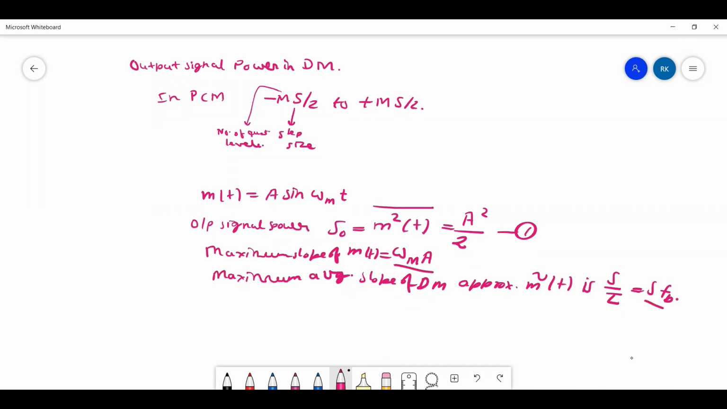and at one point of time these two values need to be equal. That point of time there will be the start of slope overload. So the slope overload starts just when these two things become equal. So what should be the value of A at which these two things are equal? So A is equal to s into fb upon omega m when slope overload just starts.